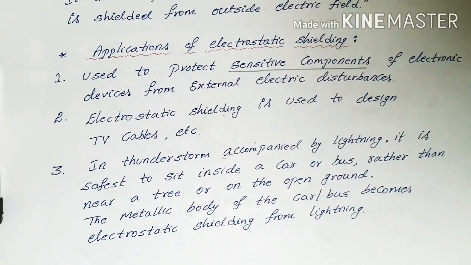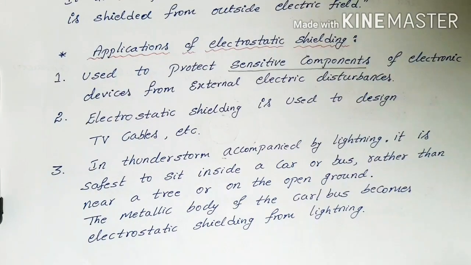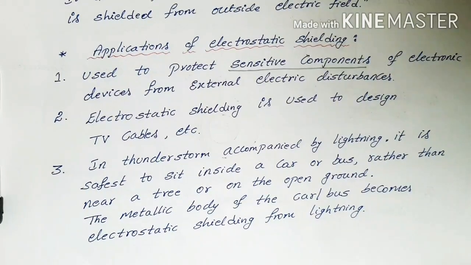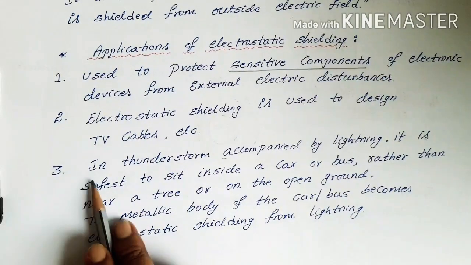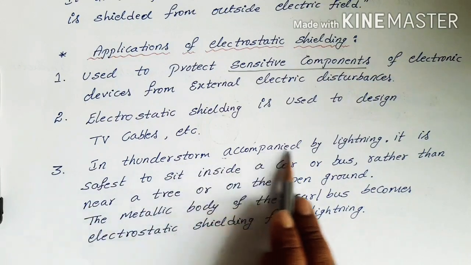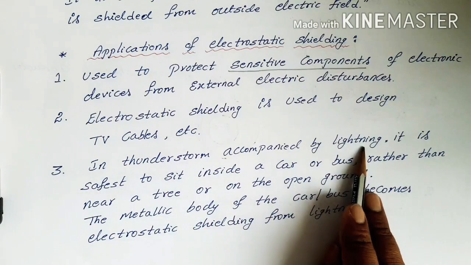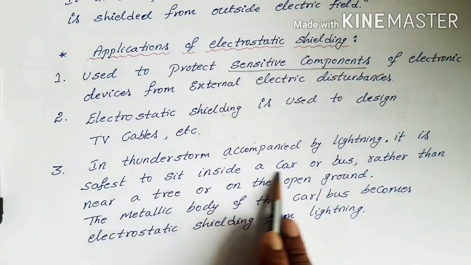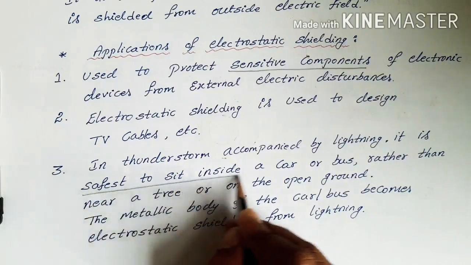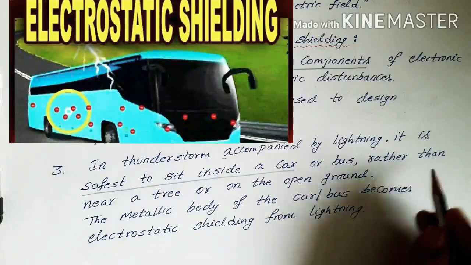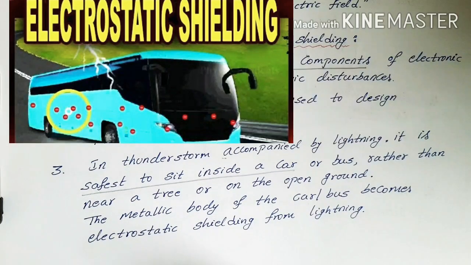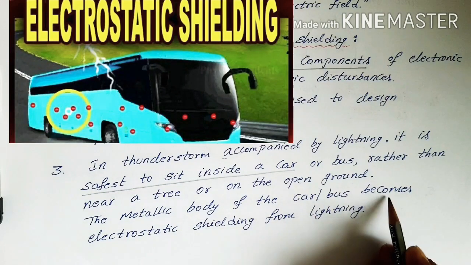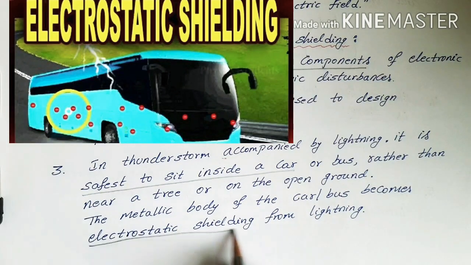And the third one, which is the most important here, you can easily understand. Now you will understand the actual meaning of shielding with this relevant daily-life example. In a thunderstorm accompanied by lightning, it is safest to sit inside a car or bus rather than near a tree or in the open ground. There is a scientific reason: the metallic body of the car or bus acts as electrostatic shielding.